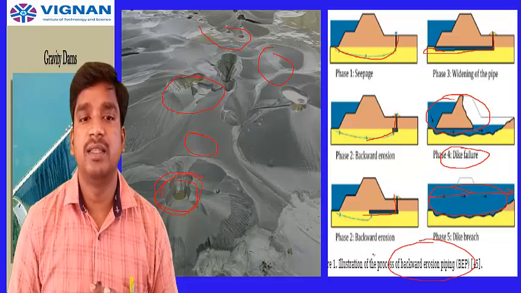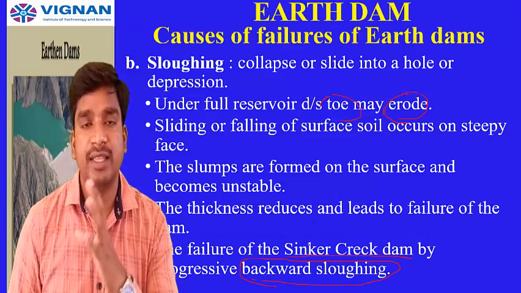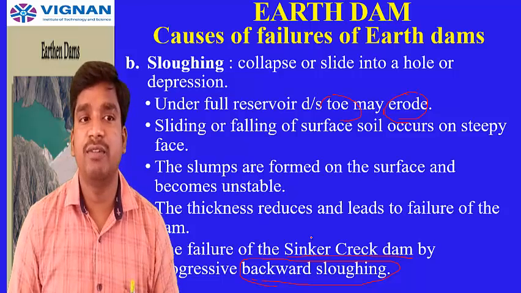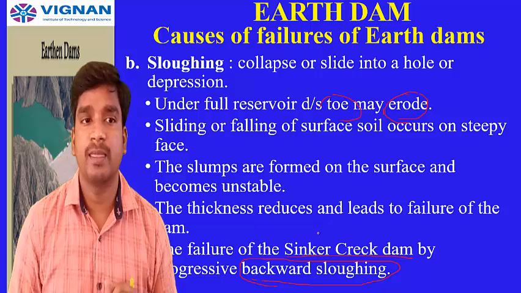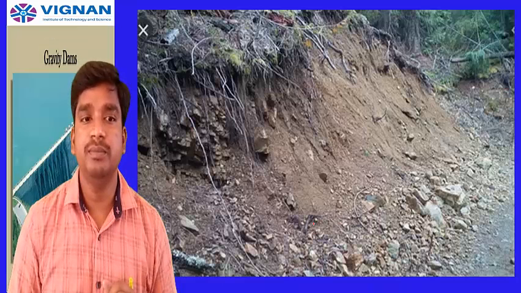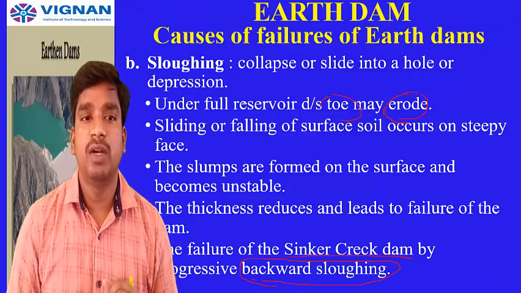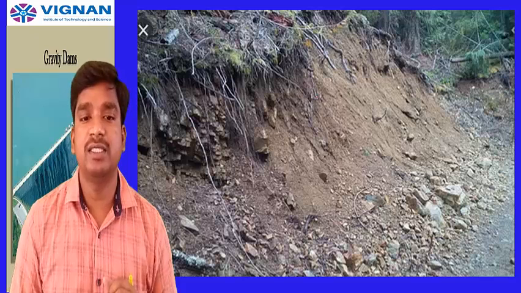So like this, the Sinker Creek Dam failed. Considering that as a case study, these kinds of failures are included in the design procedure. Now here you can see sloughing. What is the meaning of sloughing? Whatever this portion has to be like this, but this portion is completely eroded.